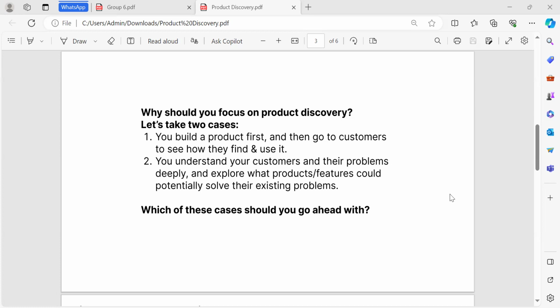So let's take two cases now. In the first, you build a product first and then go to the customers to see how they find it and use it. In the second, you understand your customers and their problems deeply and explore what product or features could potentially solve their existing problems. As you can easily see, there is one of the two cases we should go ahead with. The reason is that you first need to identify exactly what pain points you are going to solve as a product manager. If you don't know the exact pain points, there is no point going ahead and building the product.